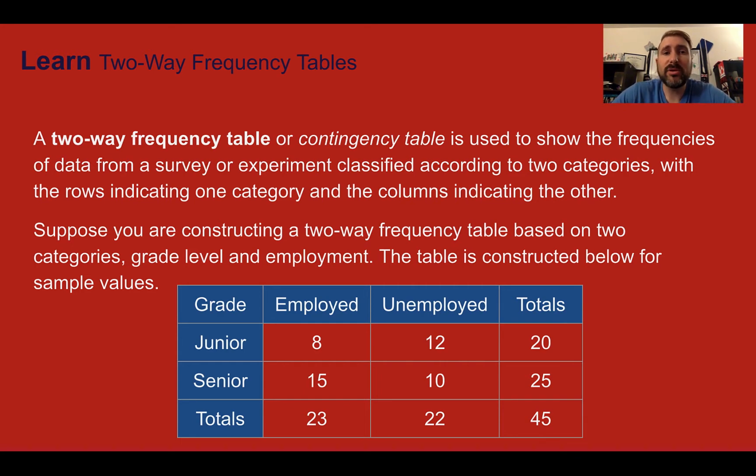So here, suppose you're constructing a two-way frequency table based on two categories, grade level and employment. The table is constructed below for sample values. So grade, we have juniors and seniors, and then they either have a job or they don't. So they're either employed or unemployed. Most of the time, at the bottom and on the right side, you will have columns for totals. Sometimes they don't show them, and if they don't show them, you're going to need to add them because they are an important part here.